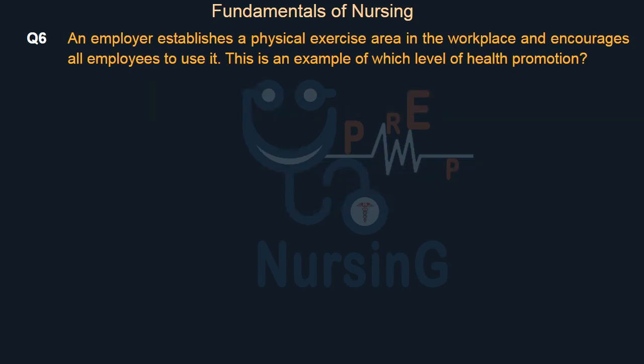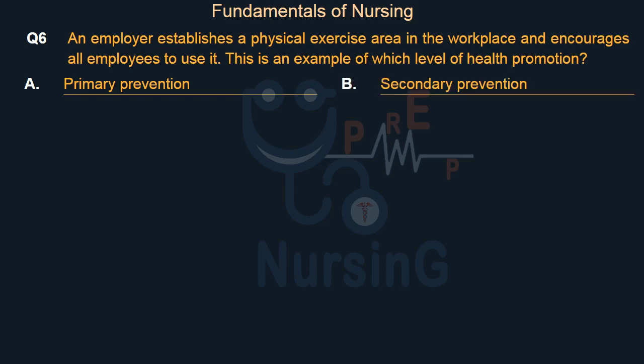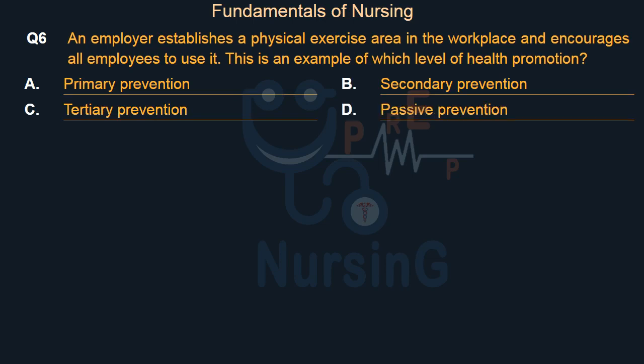An employer establishes a physical exercise area in the workplace and encourages all employees to use it. This is an example of which level of health promotion? Option A, primary prevention. Option B, secondary prevention. Option C, tertiary prevention. Option D, passive prevention.